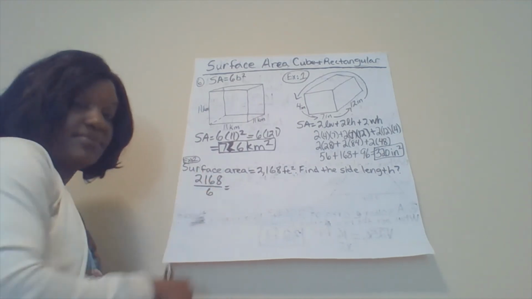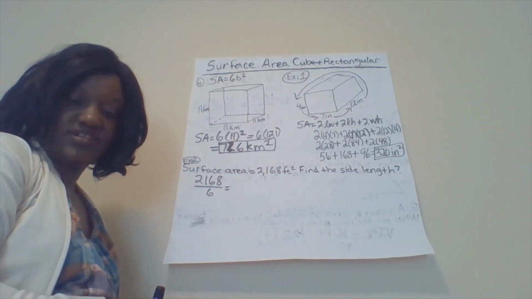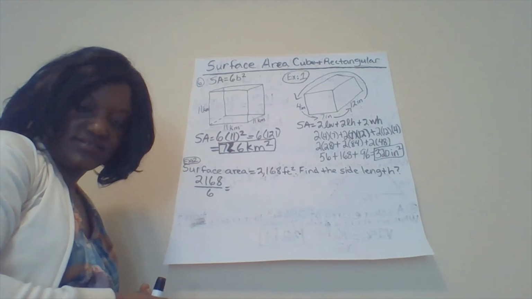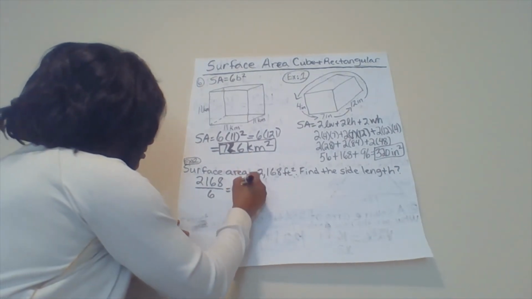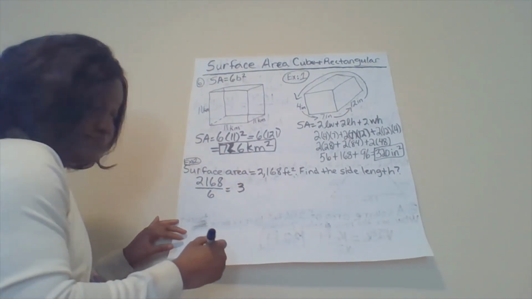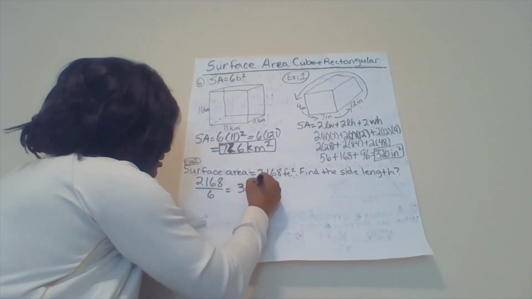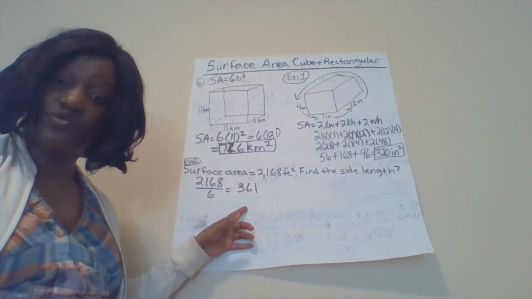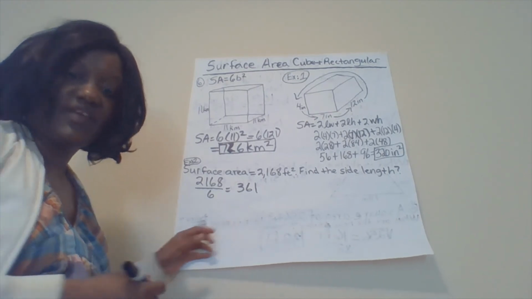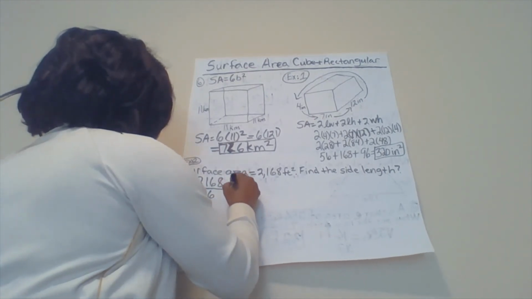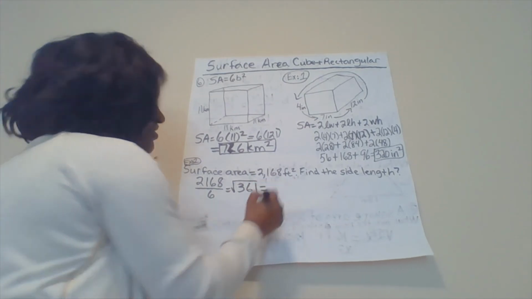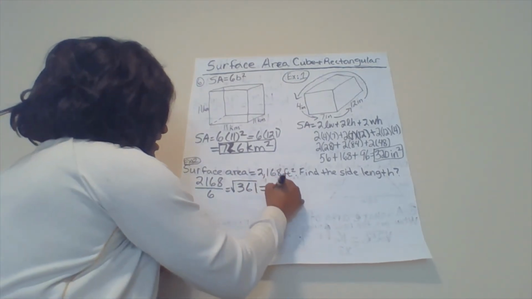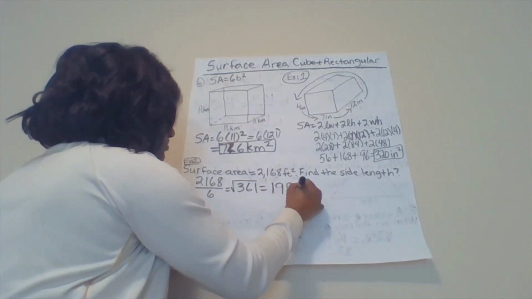So 2,168 divided by 6 is 361. Okay? Once you get this answer, you have to find the square root of that answer. So the square root of 361 is 19 feet.